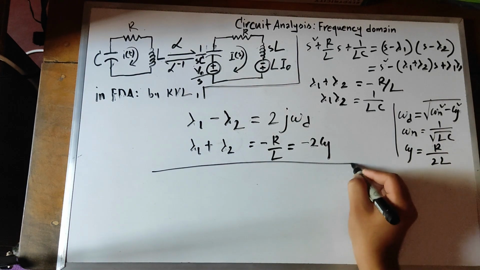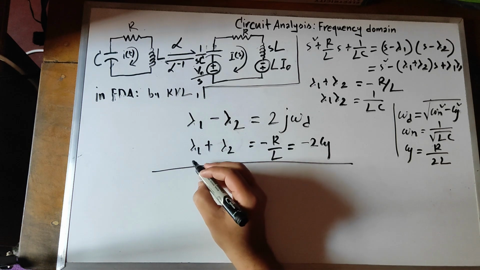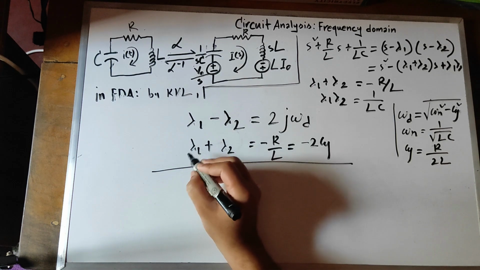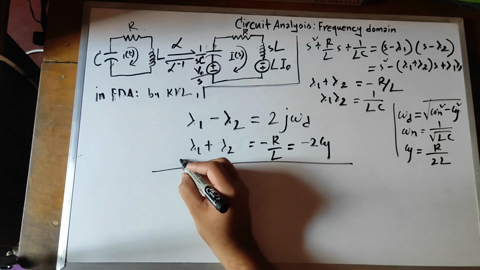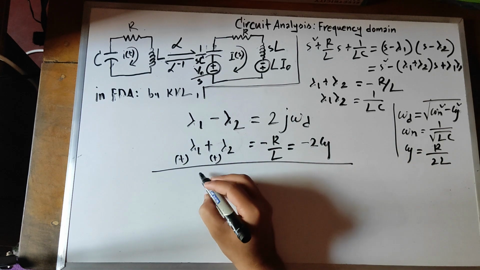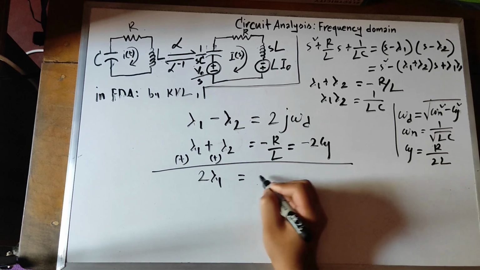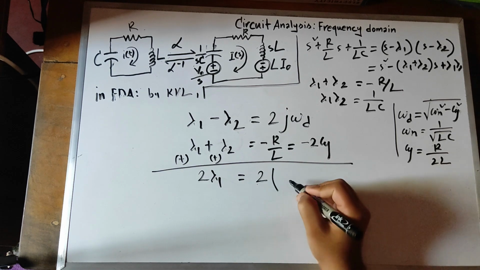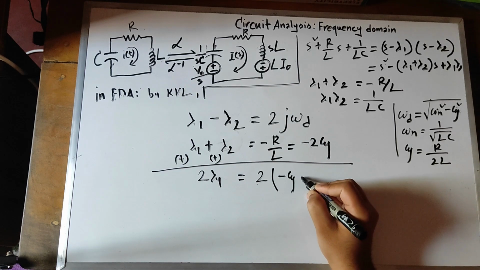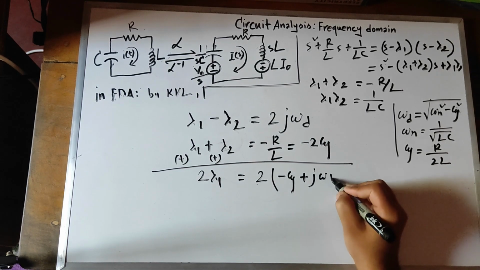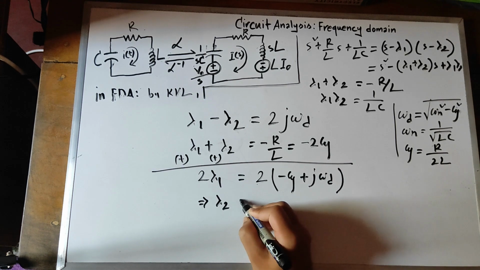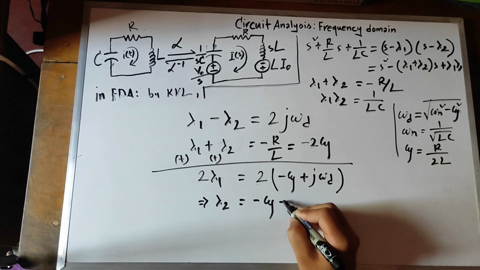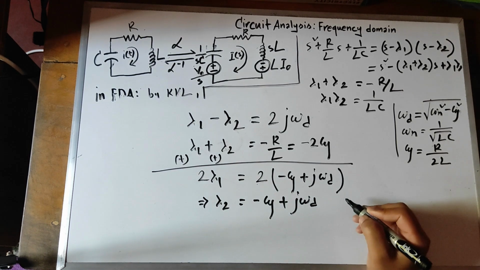Now we are gonna do some arithmetic. If we add these two equations, 2 lambda 1 equals 2 common out minus psi plus j omega d, thus lambda 1 is minus psi plus j omega d.